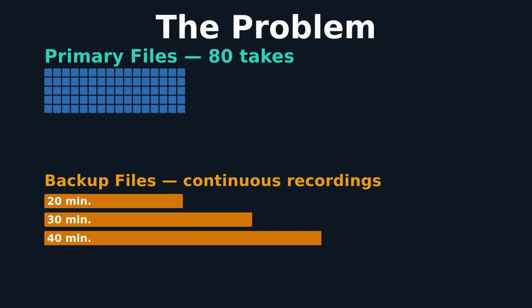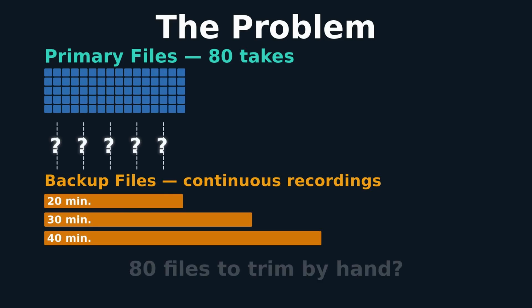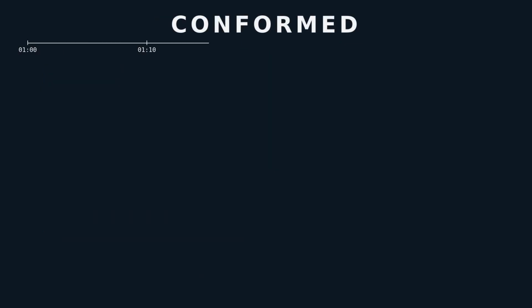Before any of those backups are useful to anyone in post, they need to be trimmed, so they cover the same timecode range as the corresponding primary file. Doing that by hand in a DAW for 80 files is a long afternoon. Wave Copilot does it in batch. Conform here means trimming, using timecode as the reference point.